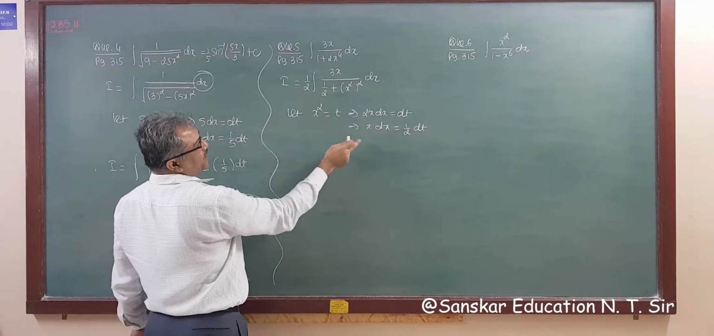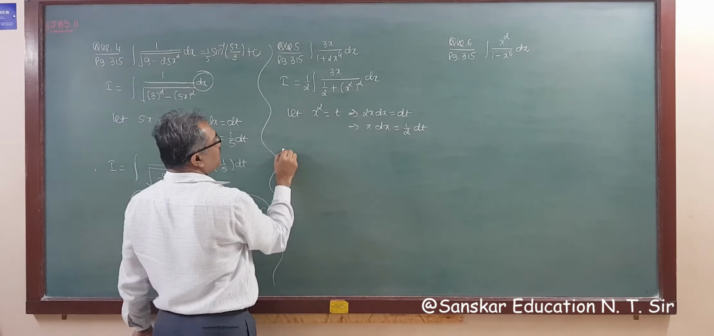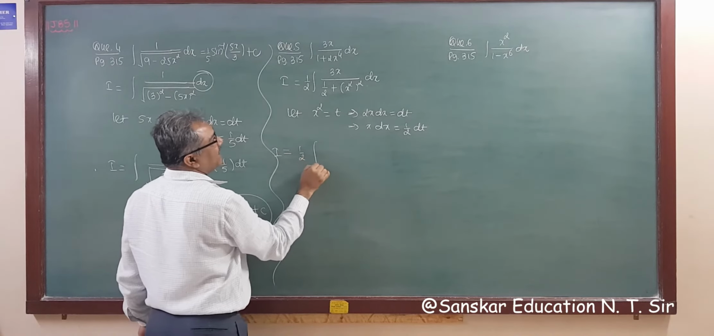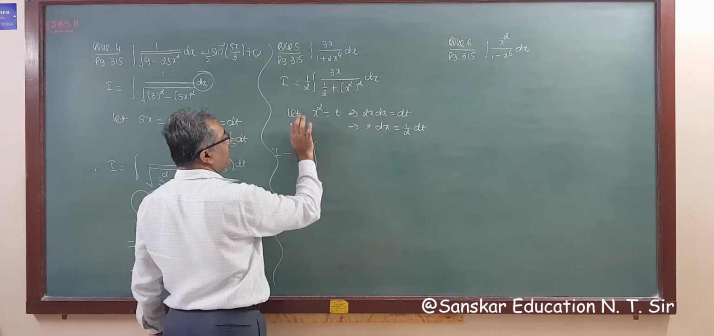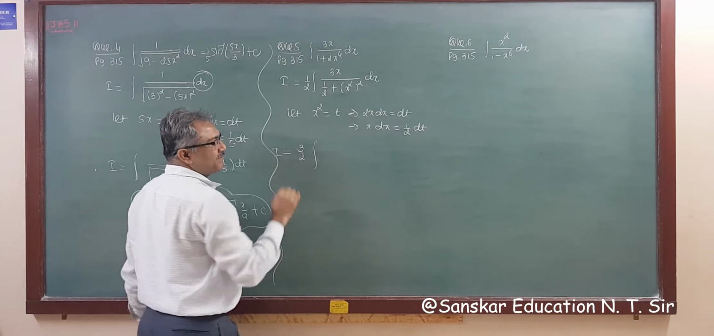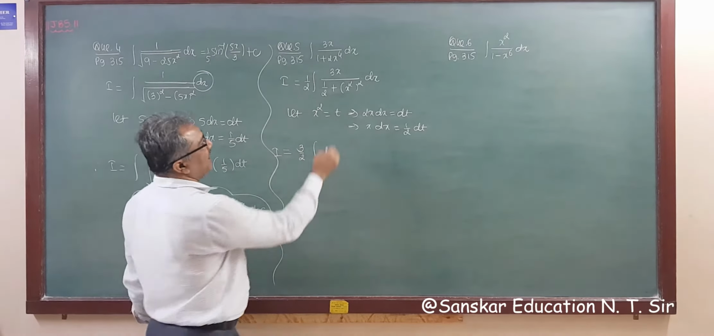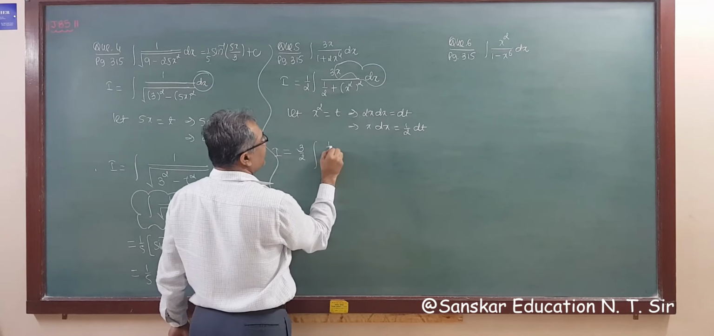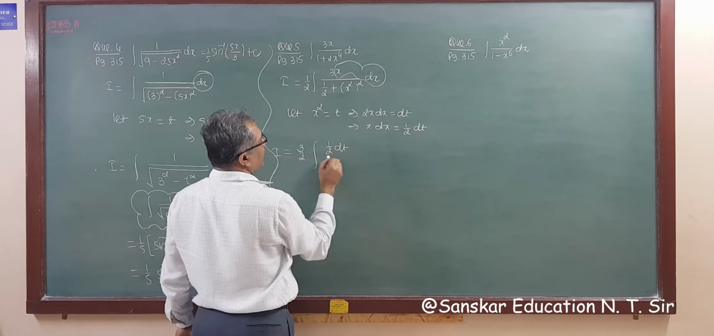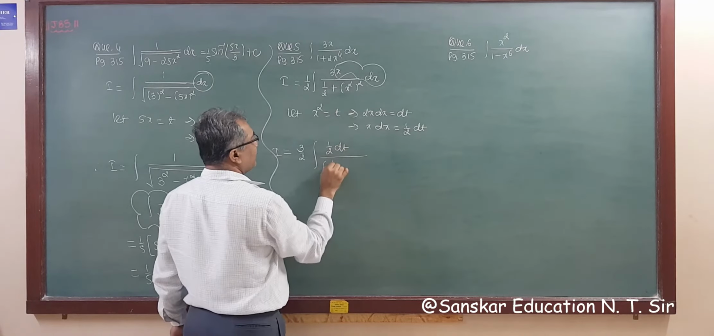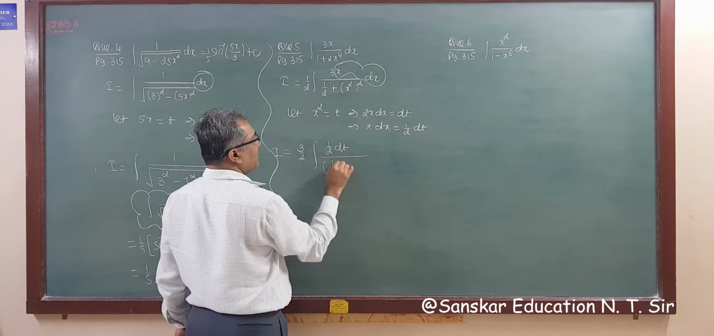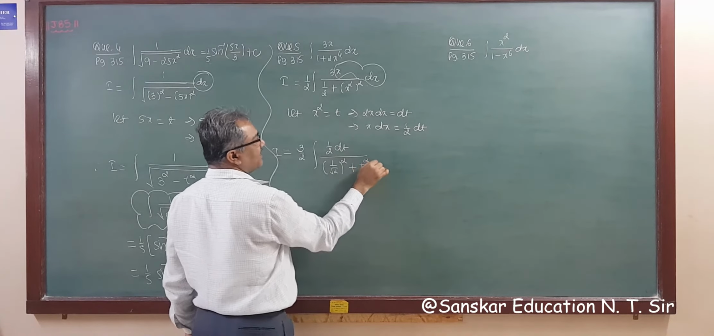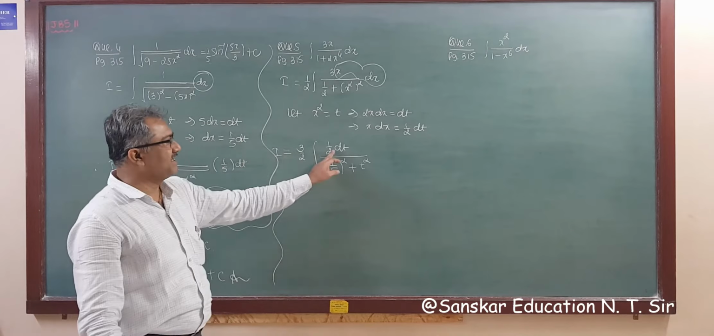So substituting this, and this is 1 upon 2 whole square. So this is 1 upon 2 as it is. Integration, right? I am writing 3 outside the integral sign. So this becomes 3 by 2. Now this x dx is half dt. So I am writing half dt whole upon 1 upon root 2 whole square plus t square, and dt is already there.